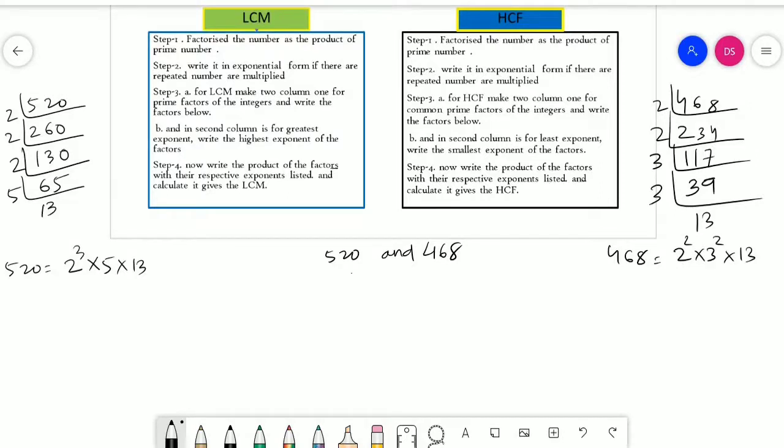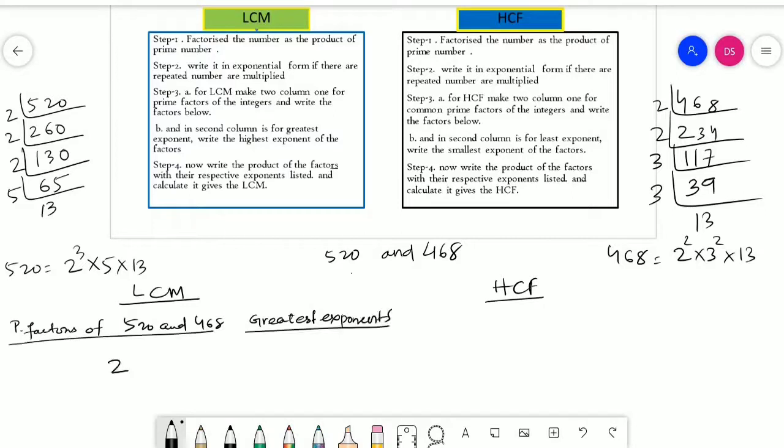Now for LCM and here for HCF, separately I am making two columns. Below the column of LCM I am writing prime factors of 520 and 468. We will write all of them.